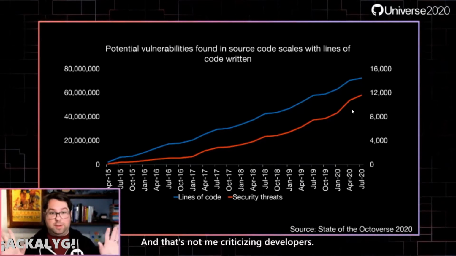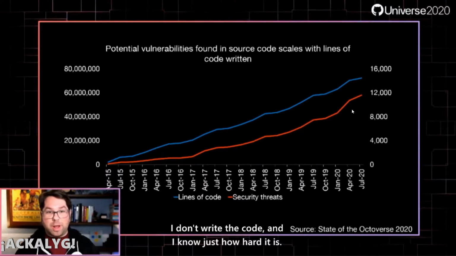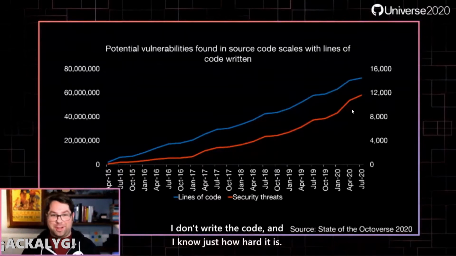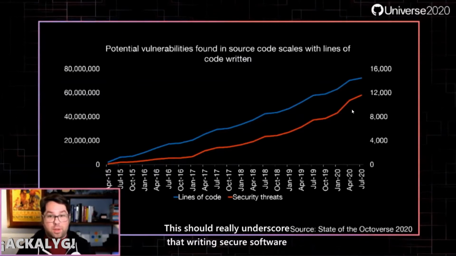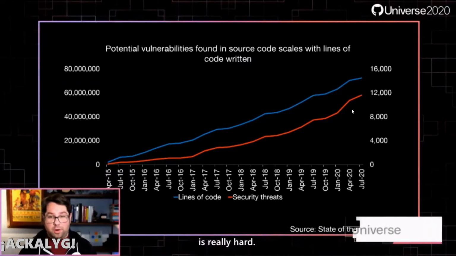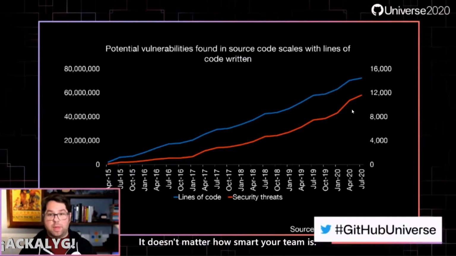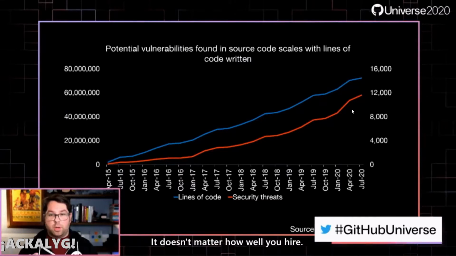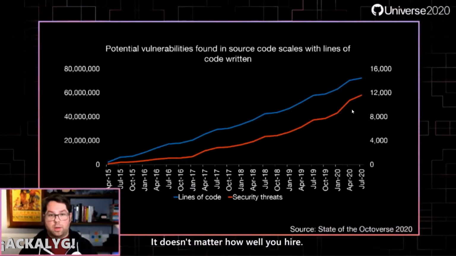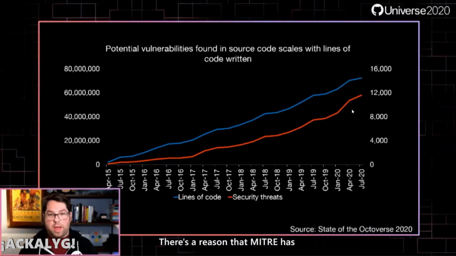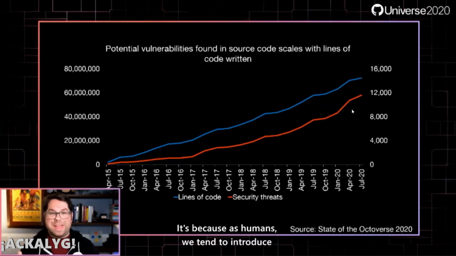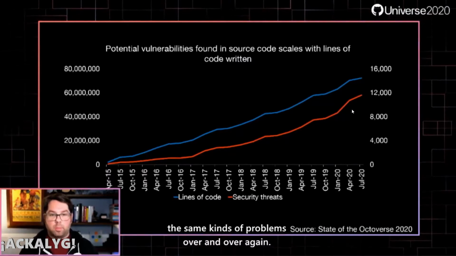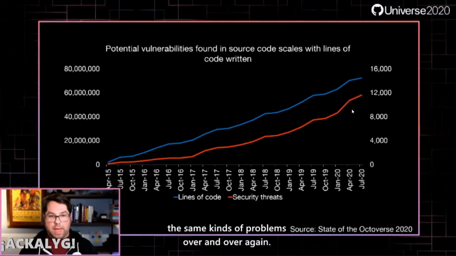And that's not me criticizing developers. I don't write the code, and I know just how hard it is. This should really underscore that writing secure software is really hard. It doesn't matter how smart your team is. It doesn't matter how well you hire. There's a reason that MITRE has so many different CWE buckets. It's because as humans, we tend to introduce the same kinds of problems over and over again.